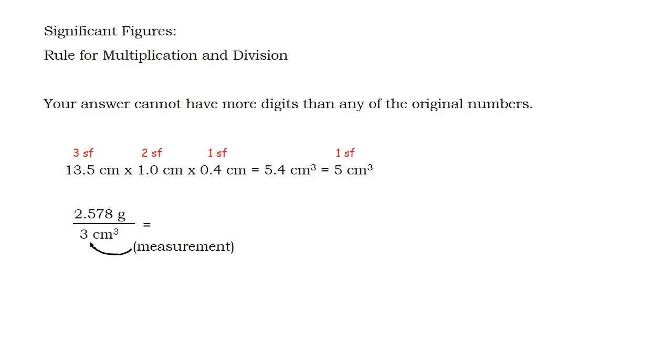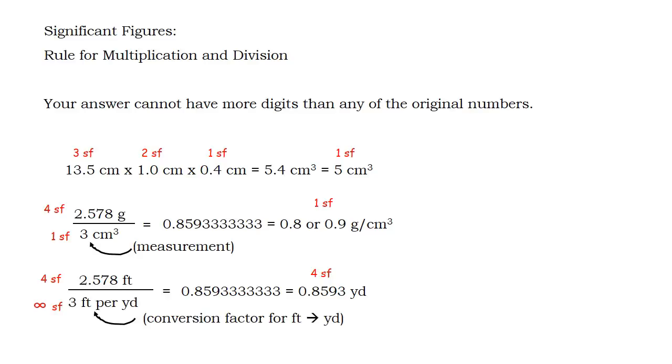The second example shown here is 2.578 grams, and we're going to divide that by 3 cubic centimeters. Now we're assuming that the 3 cubic centimeters is a measurement, just a very inaccurate and imprecise measurement with only 1 sig fig. So when we do the calculation, we get 0.8593333 forever. Because the top number has 4 sig figs and the bottom number has 1, I need to round my answer to 1 significant figure. Based on my rounding rules, that means I have either 0.8 or 0.9 gram per cubic centimeter as my answer.